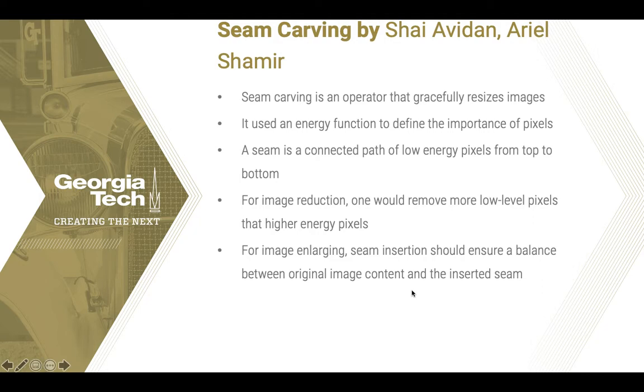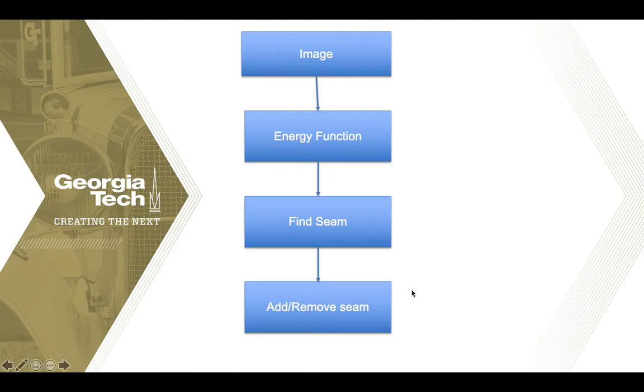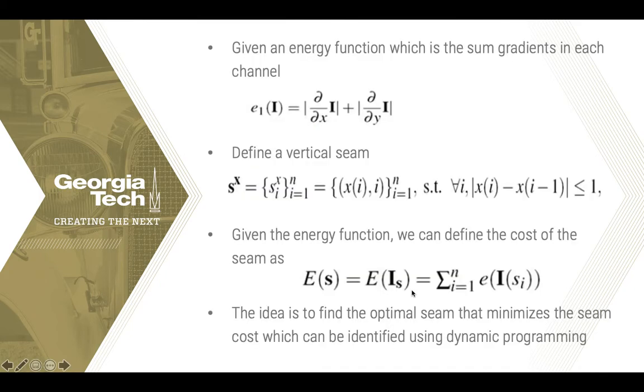And if you want to enlarge, the seam inserted should ensure that the balance between the original content and the inserted seam is there. So this is a typical workflow. We're given an image, you will find the energy function and then find the optimal seam to either add or remove. So the energy function is nothing but the sum of the gradients in each channel, and the vertical seam is defined by this mathematical formula. Given the energy function, the cost of the seam can be represented by this mathematical formula.